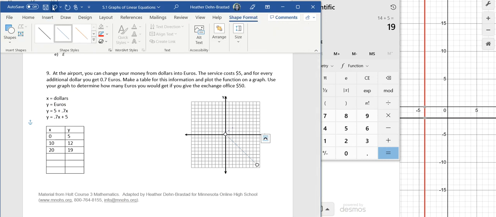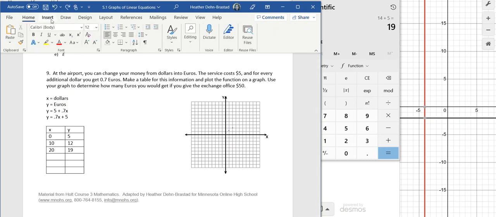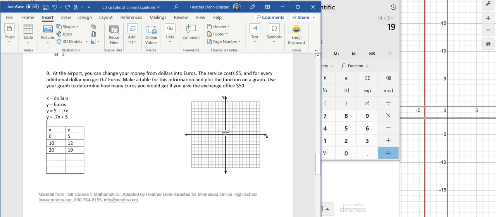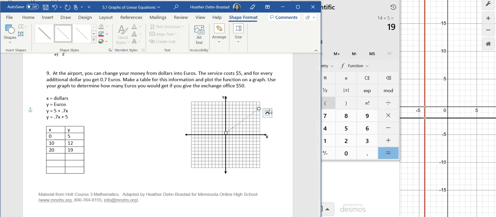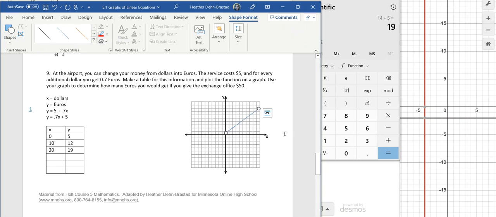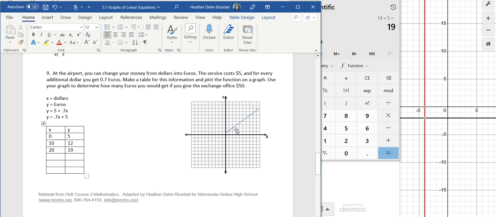That is not what I wanted it to do. I kind of did it on its own. Insert shape, line. I want my line to start just about at 5 and then go up through those points. And I don't need to do the negative part because it doesn't make sense that I would go there with 0 or less dollars. So it looked like that.